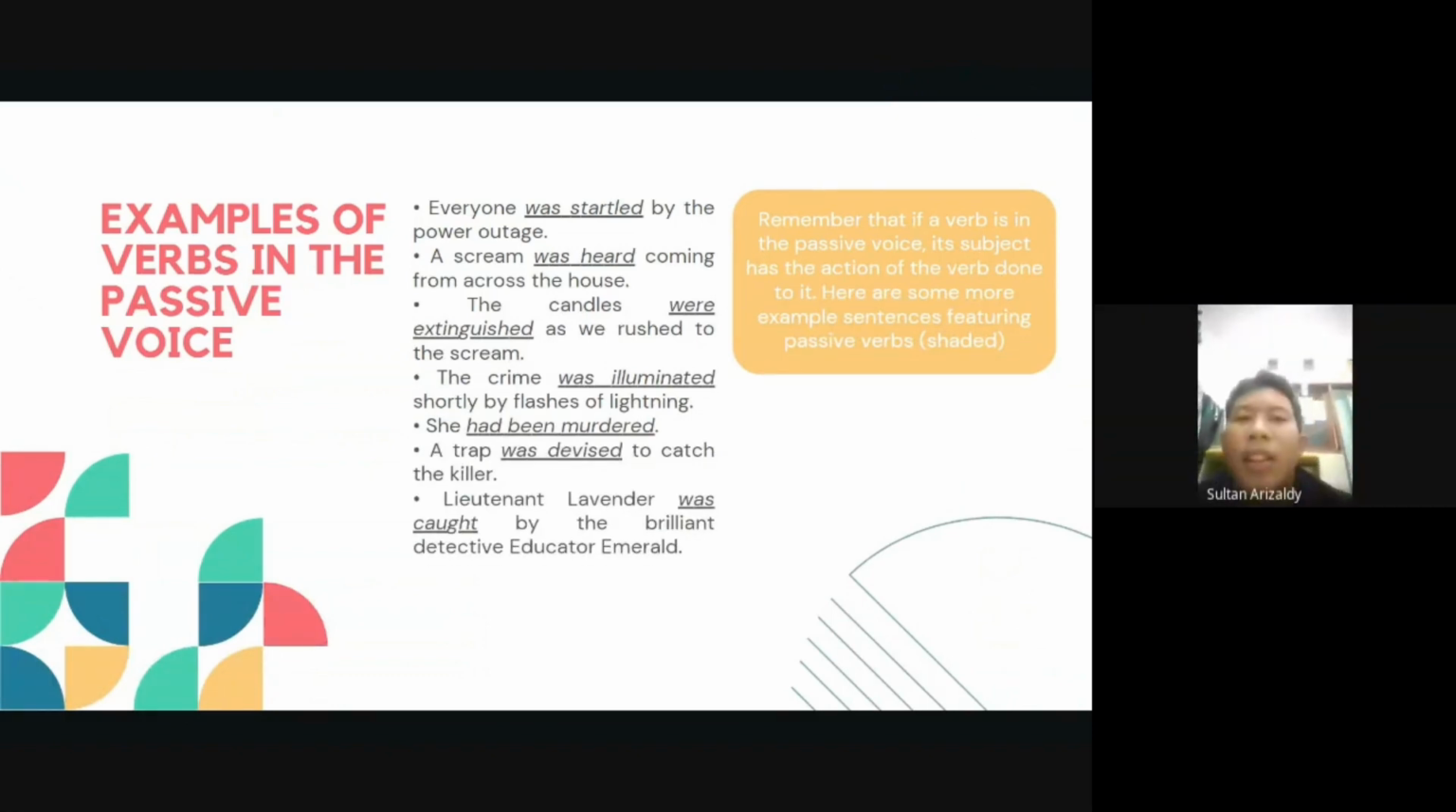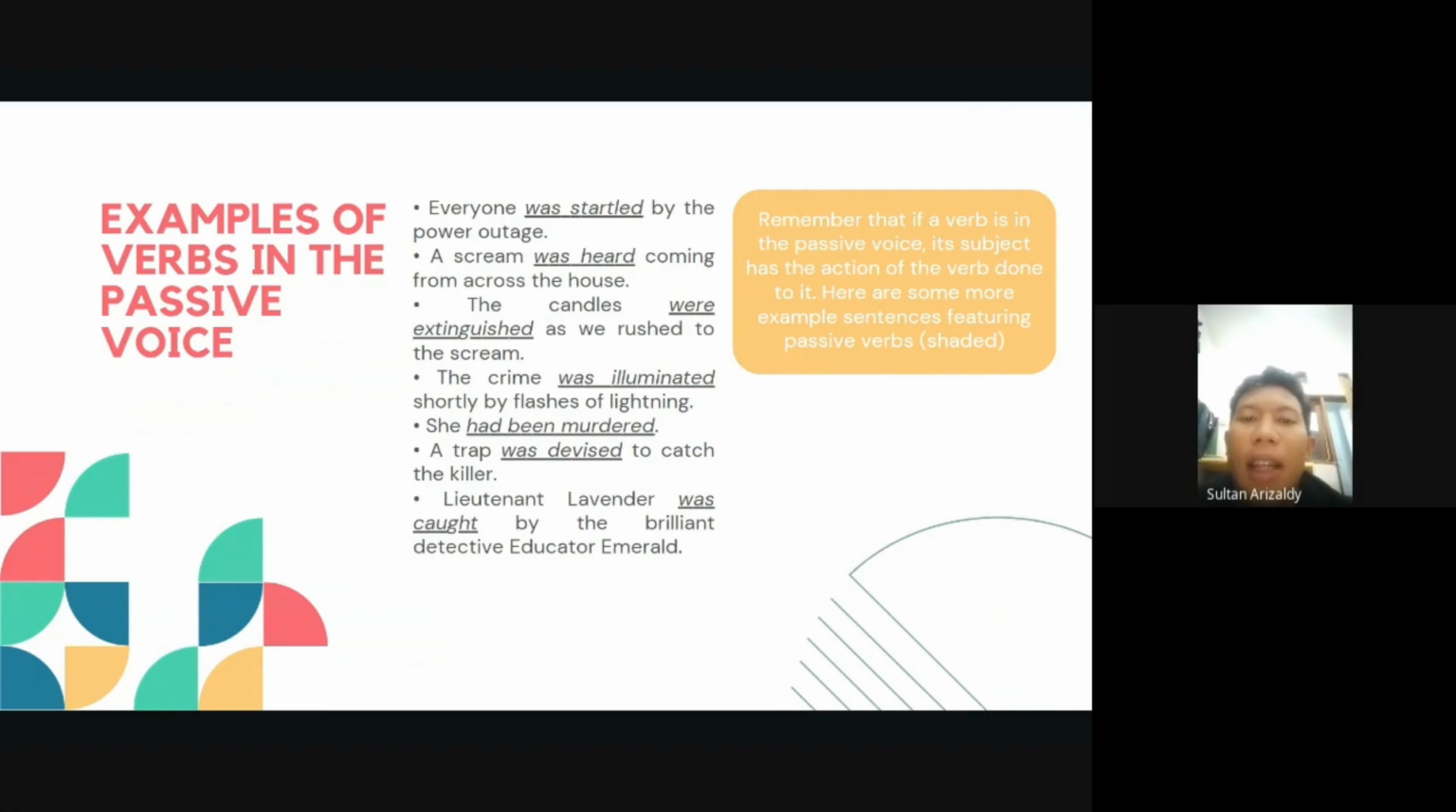Examples of verbs in the passive voice. 1. Everyone was startled by the power outage. 2. A scream was heard coming from across the house. 3. The candles were extinguished as a cue to the scream. 4. The crime scene was illuminated shortly by a flash of lightning.